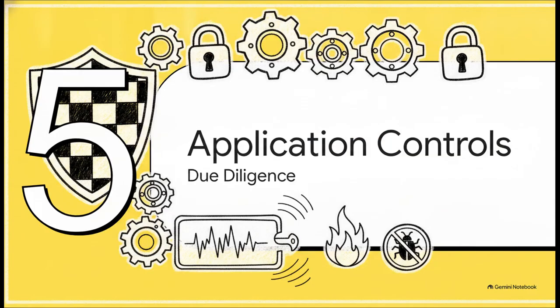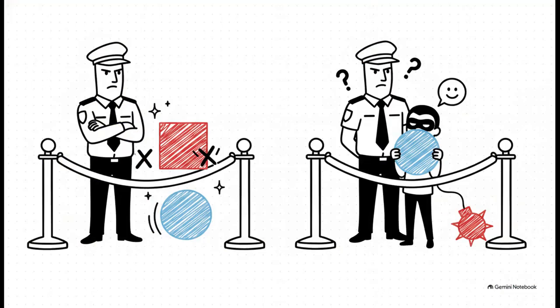And we have reached our final section, implementing application controls. Here we are focusing entirely on the defensive countermeasures and the strict due diligence requirements expected of a security professional. So how do we actually stop these application attacks?